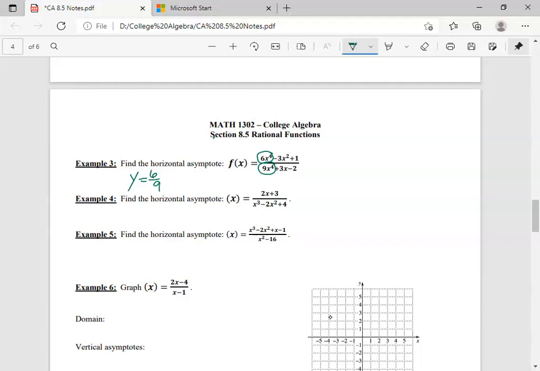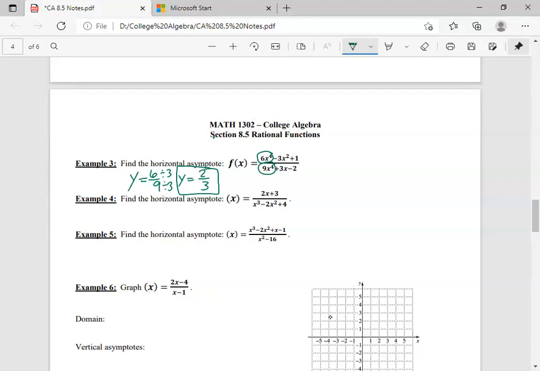You're not worried about the rest of the stuff. And we could reduce that to 2/3 if we divide both of those by 3. So this would be our final answer. Y equals 2/3 would be a horizontal asymptote there. And we'll talk about what a horizontal asymptote looks like in a minute, but we need to be able to pick them out first. You're going to do the same step here.